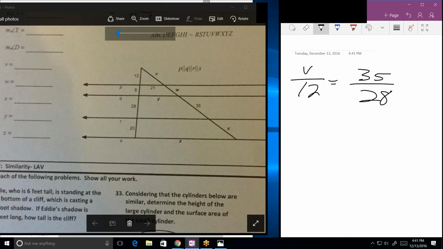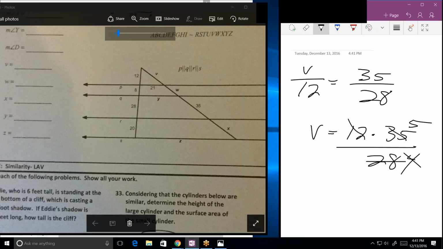But now notice that all I have to do is multiply both sides by 12. And I get that. And then I can reduce it simple enough. That's 5/4, that's 3. V is actually 15, not 12. And 15 makes a lot more sense if you look at that picture. 12 didn't make sense.